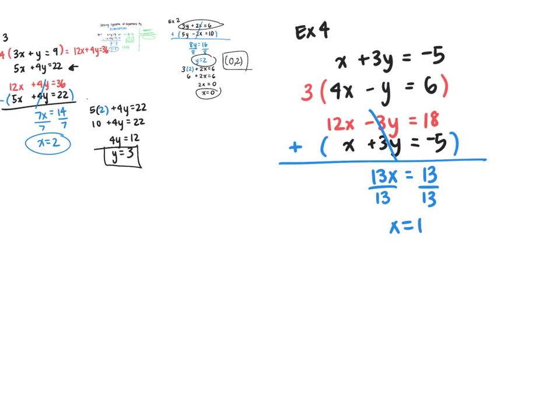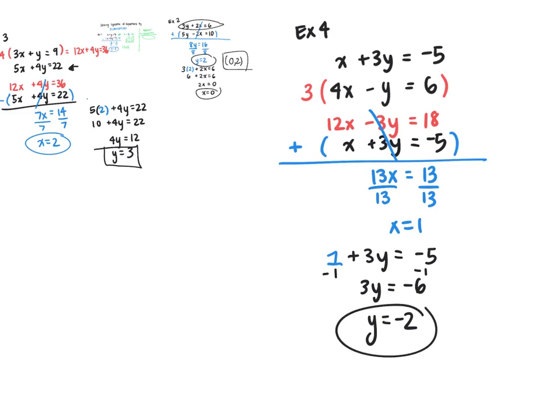To solve for y, we can plug it in. So we can plug it into, let's say, the first equation. So we get 1 plus 3y equals -5. 3y equals -6, because we're subtracting 1. And y equals -2. So our solution to the system is (1, -2).